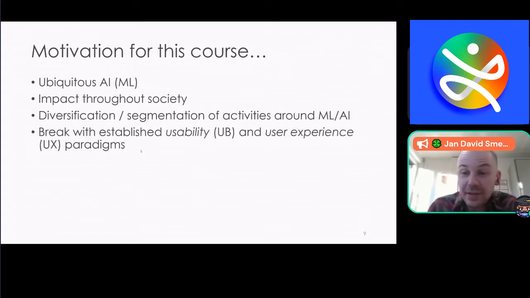As we will discuss in a later session quite explicitly, there's also a notable break with established usability and user experience paradigms when you look at human AI interaction, or how we interact with AI systems. And I will comment on that further, but it's really important to recognize.